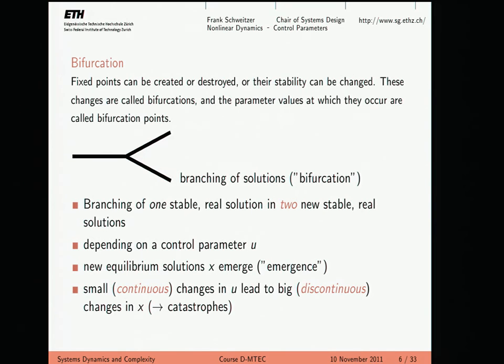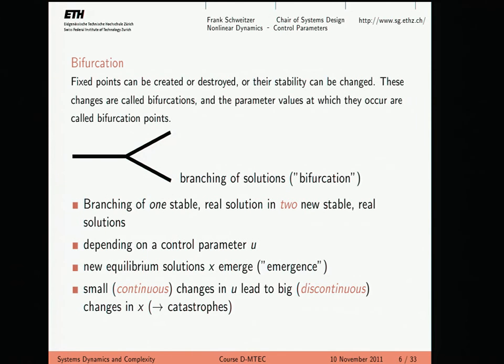Most of the things I've already mentioned. One thing to remember from all these slides so far: small changes in U, in the control parameter, cause huge, what people call qualitative changes in the system, because the quality of the system changes.